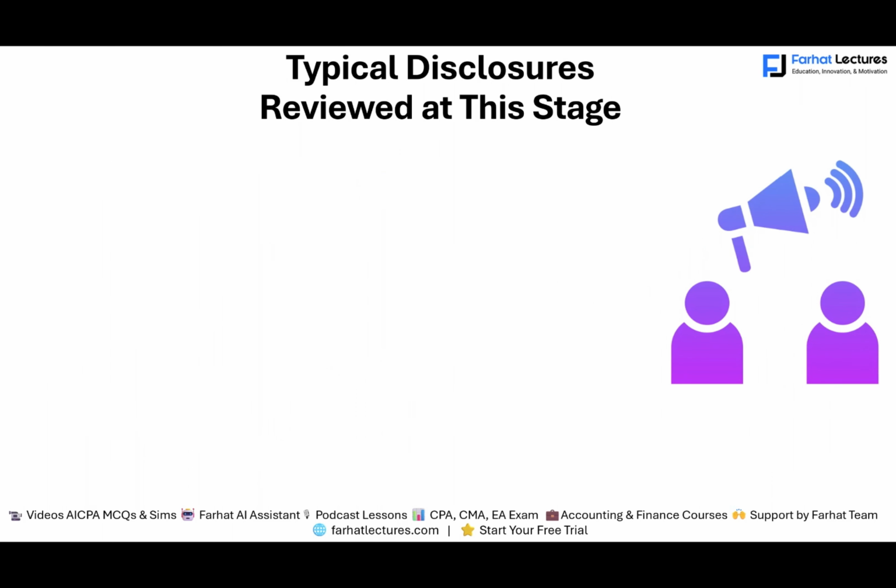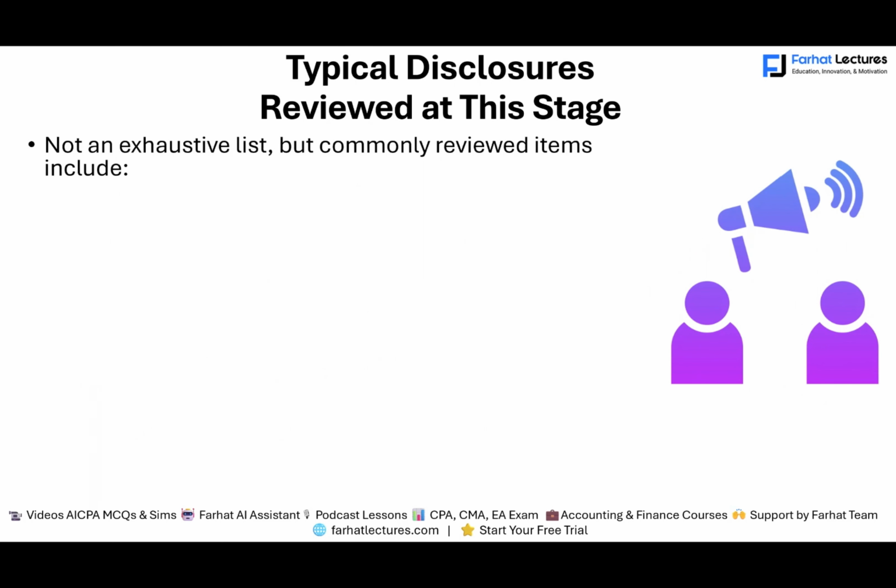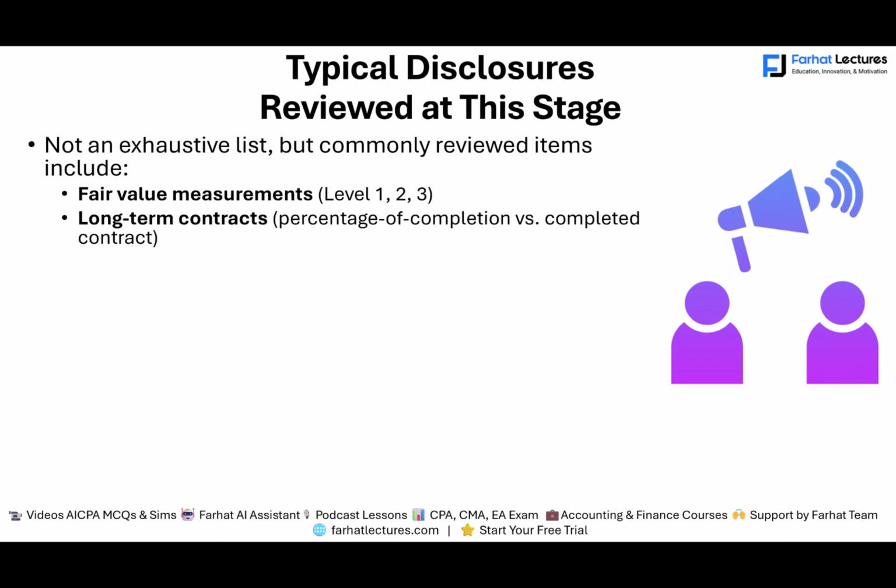The typical disclosure review at this stage will have some commonly reviewed items, but those are not all of them. If we have fair value, how did we come up with the fair value measurement, whether that's level 1, level 2, level 3? If you don't know what these are, there's one whole session about fair value. So are we properly defining what we mean by fair value? Long-term contracts: if we have a long-term contract company, if we are using the percentage of completion versus the completed contract method, did we disclose this policy clearly?